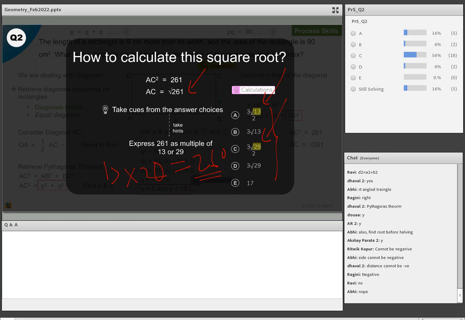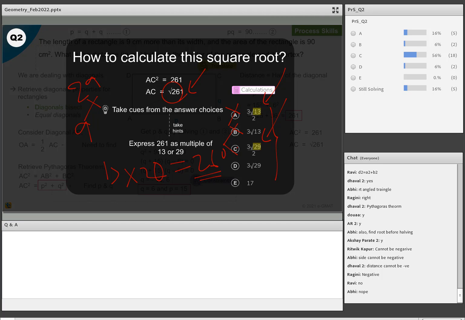The minute I saw root of 261, I went to the answer choices. Then I looked at 13. Then I figured out, hey, 261 has nothing to do with 13. I could immediately reject A and B rather, and I focus my attention on root 29. So 261, is it a multiple of 29? It is, right? 29 into 9.